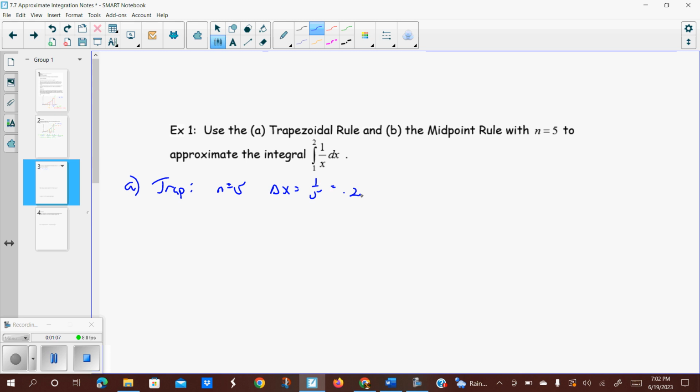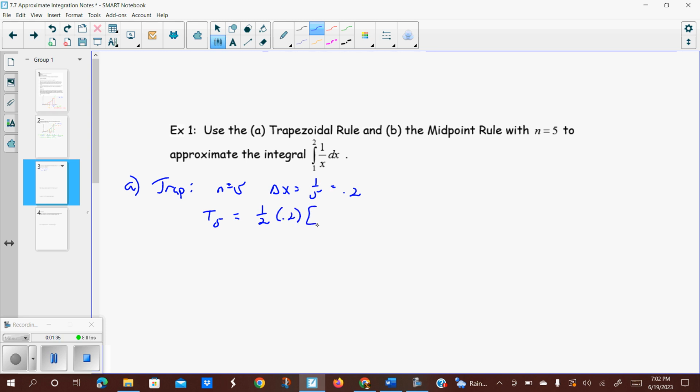This will be a calculator problem. The numbers here are not going to be nice to do without a calculator. Not that it can't be done, but no point. So our trapezoid rule approximation with subintervals of 5. Remember that the trapezoids were 1/2 the sum of the bases times the height. Well, the height is constant. That's your delta x, so that's 0.2.